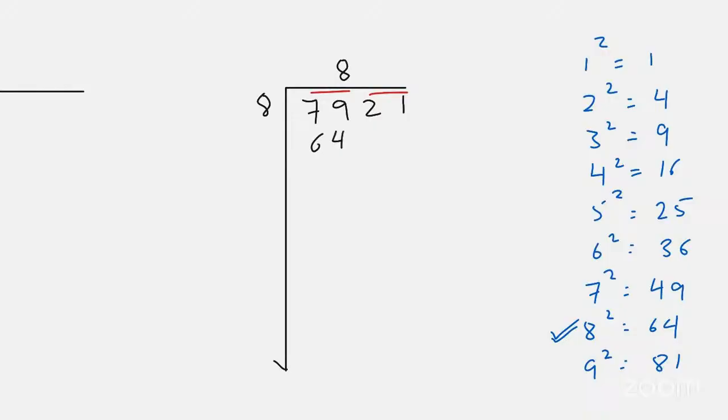Okay, now minus. Now we will minus. So 79 minus 64, 9 minus 4, 5. 7 minus 6, 1. 15. Okay. Now I will carry down 2 and 1. Both. Okay. And this 8 I will add here. How much? 8 plus 8, 16. So 1, 6. And a blank I will put here.